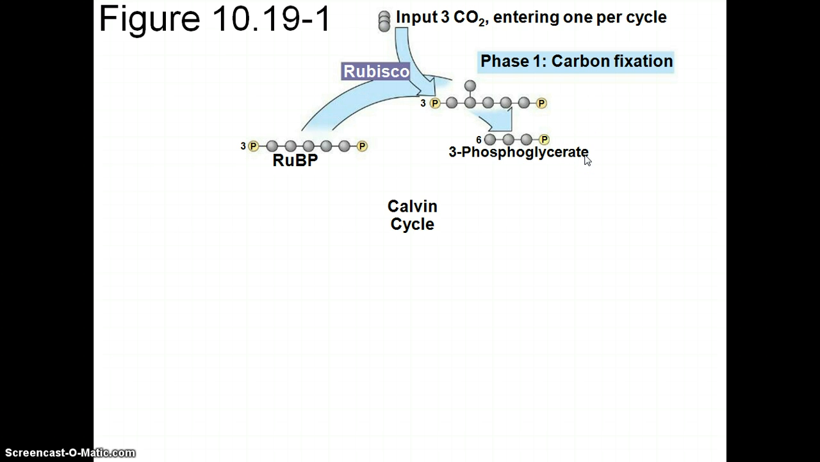a 3-phosphoglycerate molecule. So we're taking this molecule here, which is a 5-carbon molecule, and we're adding 1 of the carbon dioxides to it in order to make it a 6-carbon molecule. That 6-carbon molecule then quickly splits into 2 3-carbon molecules. So again, we're starting into our series of reactions.